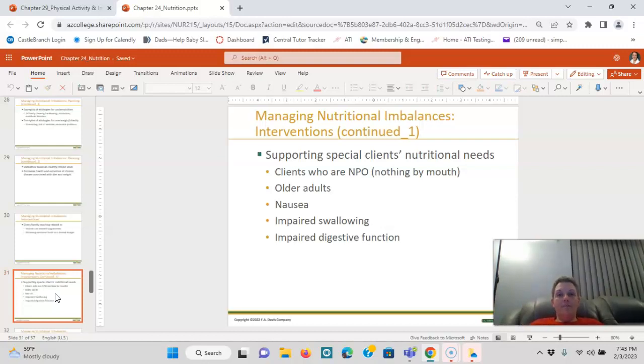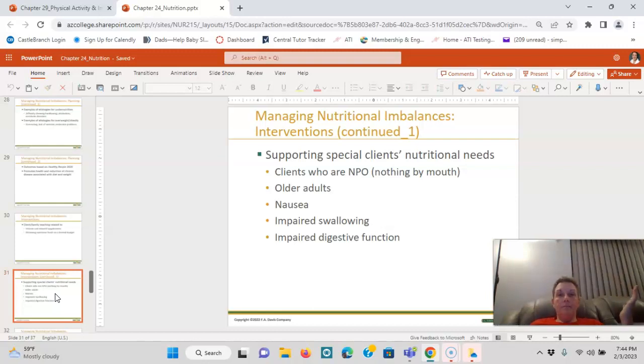Older adults, not being able to get up from their chair, arthritis, things like that, not being able to be mobile in their home. What do we do? Meals on Wheels, microwave meals, something to make it easier on them.